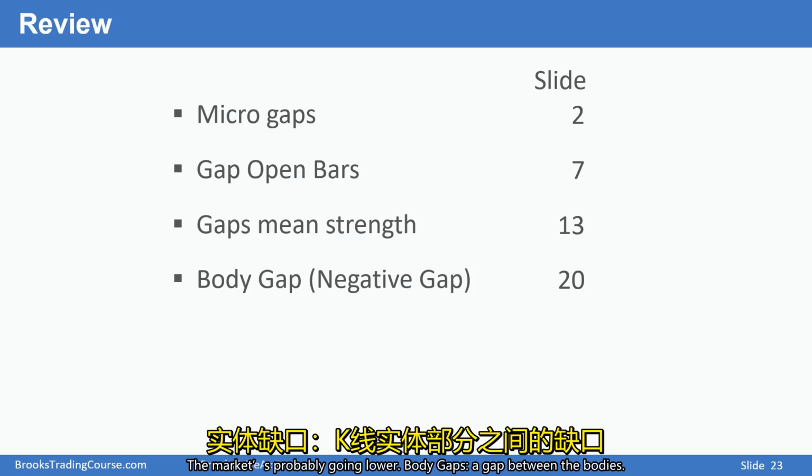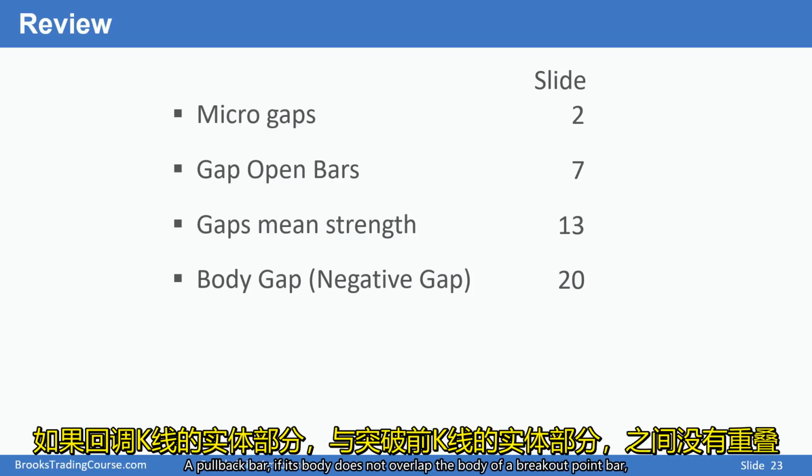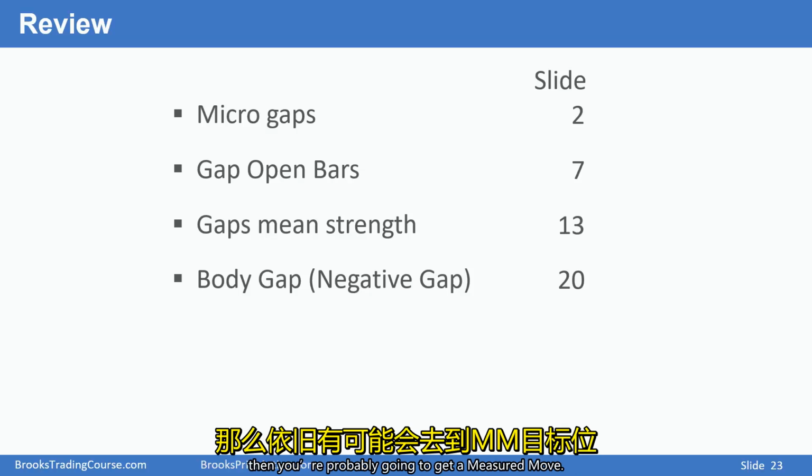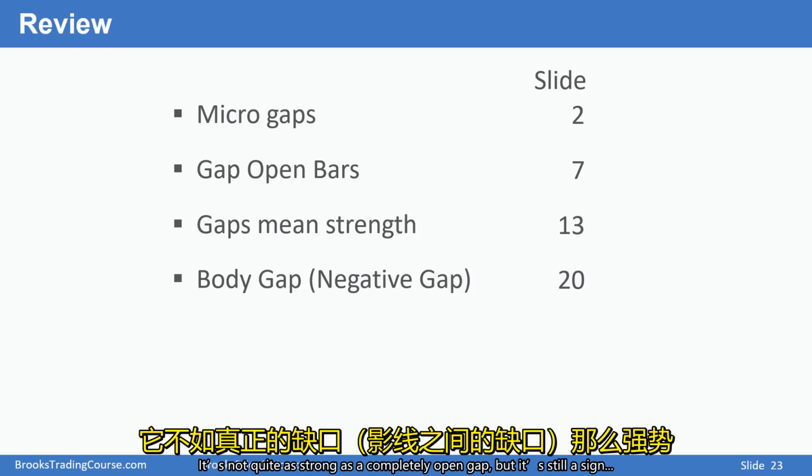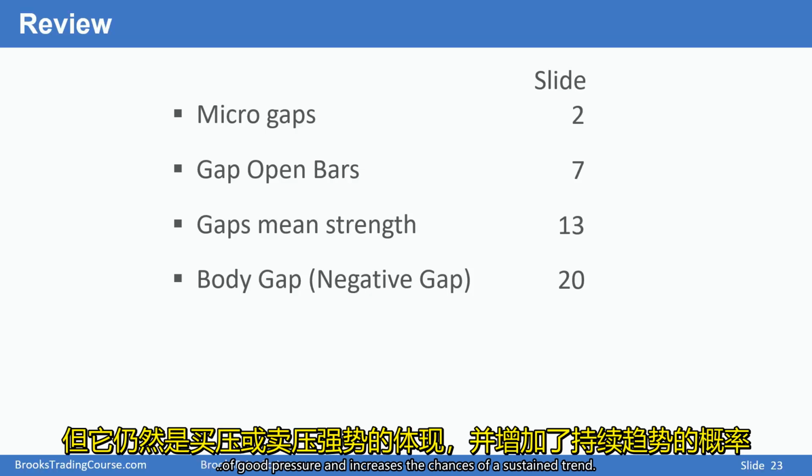Body gaps, a gap between the bodies, a pullback bar. If its body does not overlap the body of a breakout point bar, then you're probably going to get a measured move. It's not quite as strong as a completely open gap, but it's still a sign of good pressure, and it increases the chances of a sustained trend.